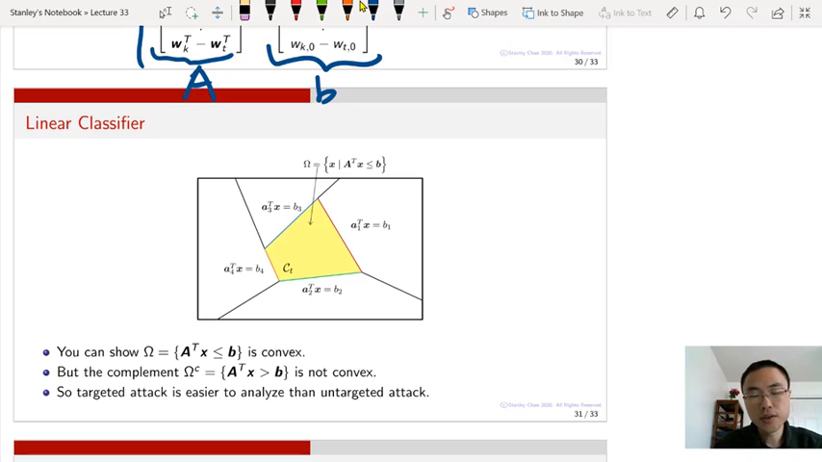And so if you have a linear classifier, the good news is that everything is convex. All the constraint sets, all the regions, they are all convex. So this omega, which is equal to A transpose x less than B, is a convex set. And therefore, if you can show that it is a convex optimization problem, we know that we can plug into CVX and get a solution. In addition, we can also say that any local minimum will be global.